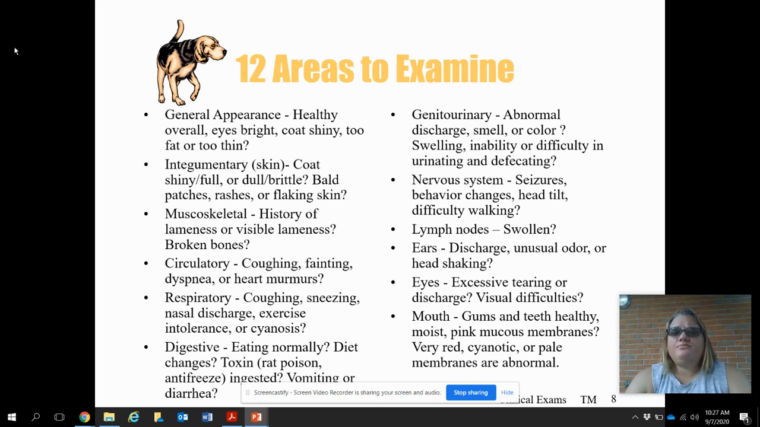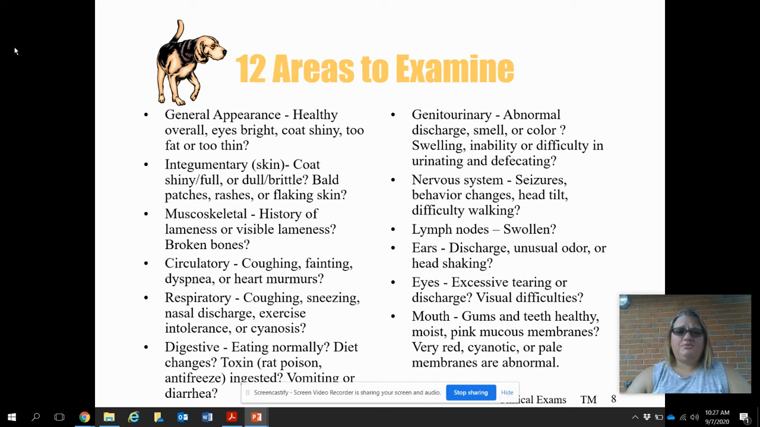Genitourinary issues: abnormal discharge or smell or color of the urine can lead us to signs of a urinary tract infection or even diabetes, something like that in the animal. Could be prostate cancer or problems. There's just a lot of different things. You kind of have to be a private investigator type when you're working with animals because they can't tell you what hurts. So it's you figuring things out and looking things over and paying attention to the fine details to figure out what's going on with this animal.